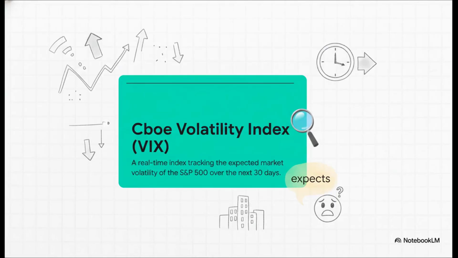All right, so here it is, the VIX, which stands for the Cboe Volatility Index. What it does is give us a real-time snapshot of what the market thinks volatility is going to be. Specifically, it's forecasting how much the S&P 500 might swing over the next 30 days. And that keyword, expects, is everything. It's the whole game. The VIX is not looking backward, it's trying to look forward.